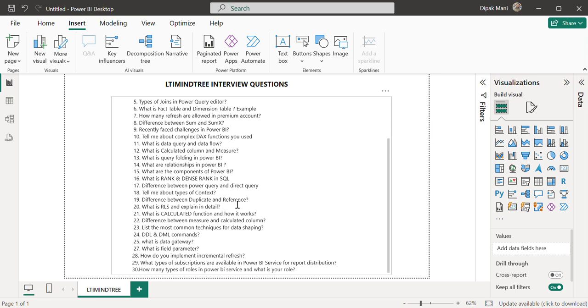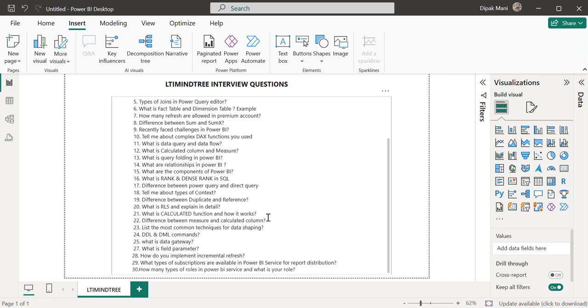Difference between duplicate and reference. What is RLS, and explain in detail. You know that RLS is row level security, which we use for security purposes in the Power BI service. Suppose I want to give access to someone, we can do that from there. Suppose in my report there are four regions: north, east, west, south. I just want to show a particular client only the west side data, and the other three sides of data we can hide using row level security.